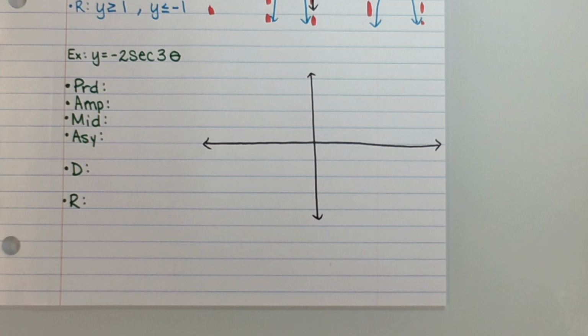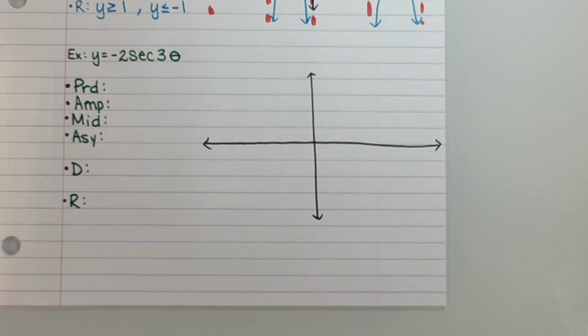Y equals -2 secant of 3 theta. Secant's the reciprocal of which one? Cosine. So we're going to think about the cosine graph. We're going to get some things on there that are from the cosine graph, and then we're going to change it into secant. One of the most common mistakes I see people make on secant and cosecant graphs is they lose track of what they're doing and they draw the sine function or the cosine function instead. So, make sure you're drawing the right one in the end.